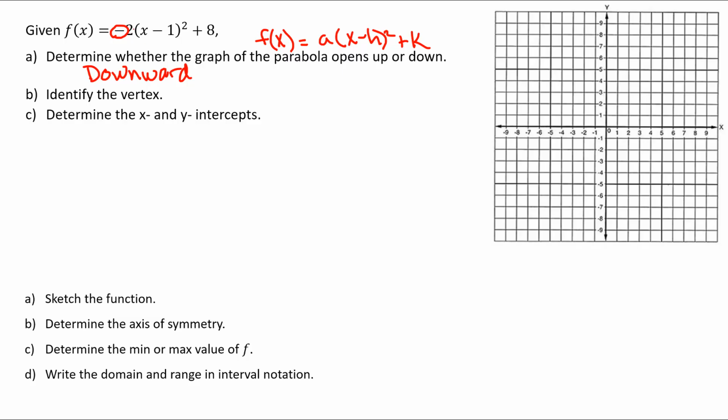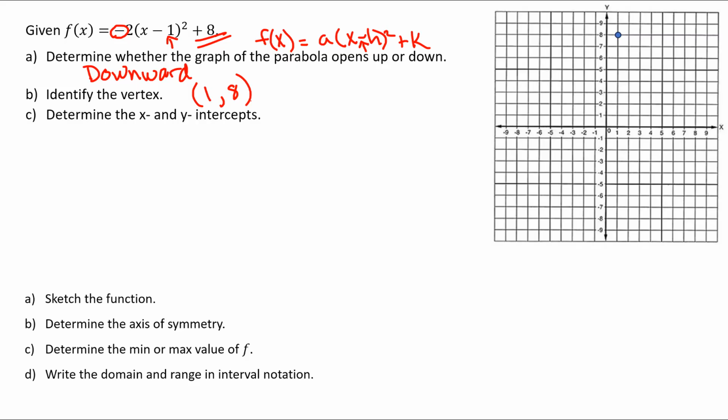Now we want to identify the vertex. The x-coordinate of the vertex will be the number inside the binomial. But remember, the standard form of the equation has a negative sign in there. So if you get your equation into the form where it is x minus something, that something is your x-coordinate of the vertex. So for our vertex here, the x-coordinate is going to be 1, not negative 1. And the y-coordinate of your vertex is just whatever that number is right there. If it's positive, it's positive. If it's negative, it's negative. So our vertex is (1, 8). We can go ahead and graph that.